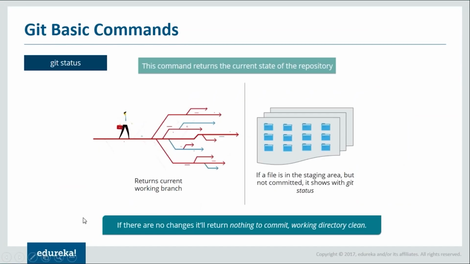Let's talk about git status now. Git status returns the current state of the repository. It will return the current working branch. If a file is in the staging area but not committed, it shows with git status. Or if there are no changes, it will return "nothing to commit, working directory is clean". Right, so let me just open my virtual machine again and I'll show you practically how this works.